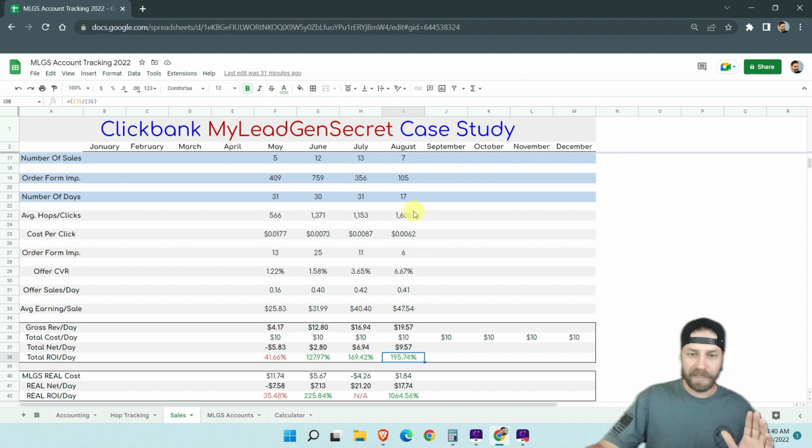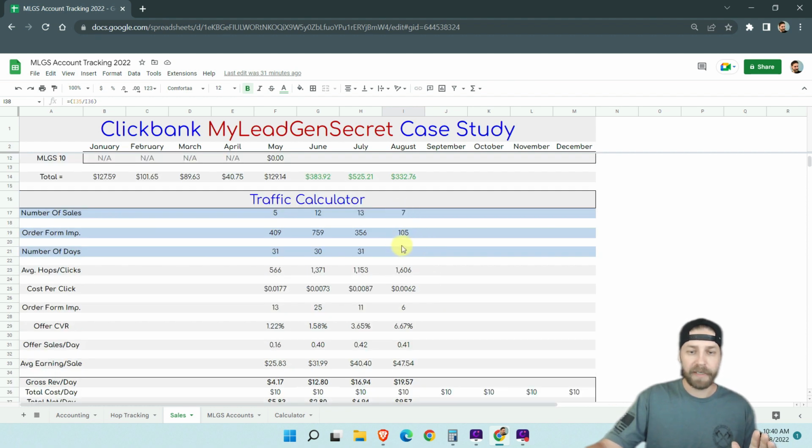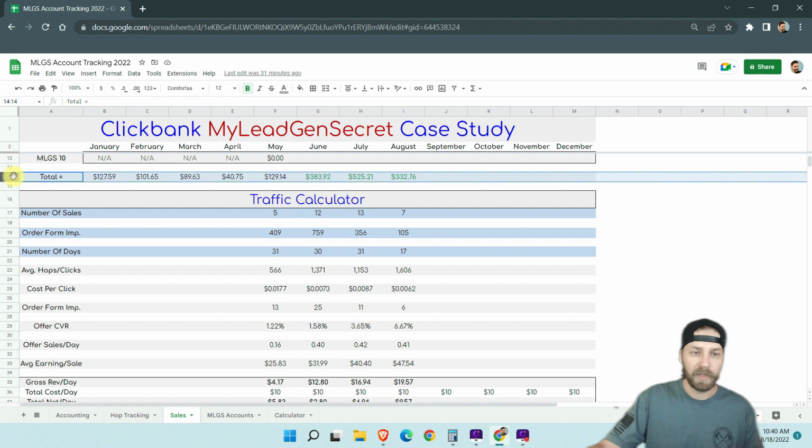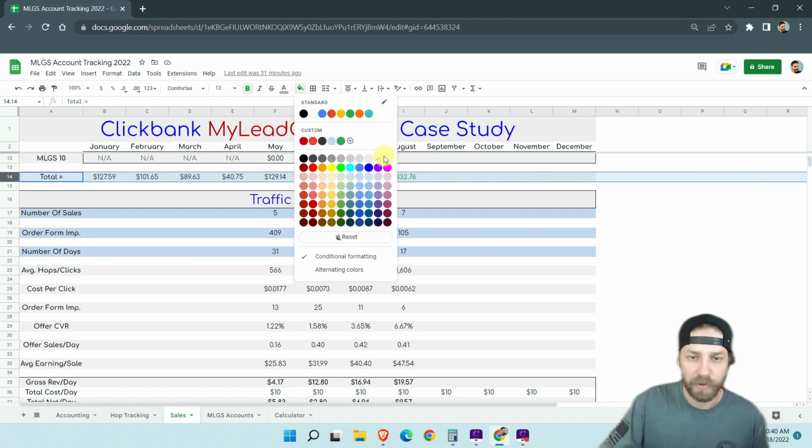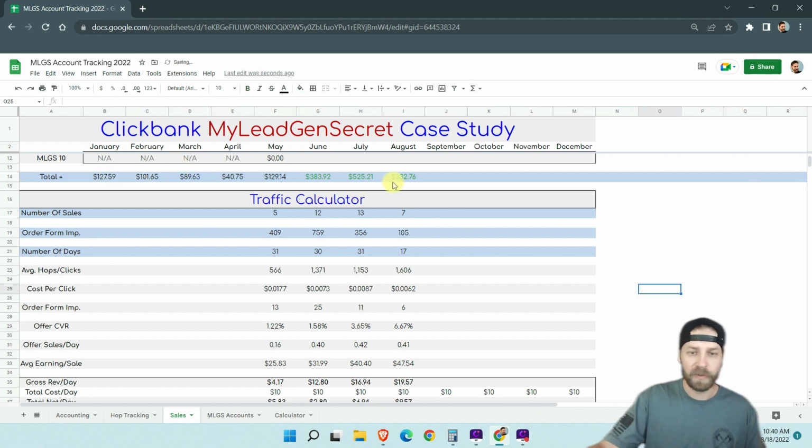These values right here are calculated on an average per day value. These values right here are current to date so far in the month. So 17 days, 105 impressions, 7 sales, and then my value right here. Actually, I should probably turn this blue as well, so that you can see that this is calculated in my calculator. I'll fix this later.